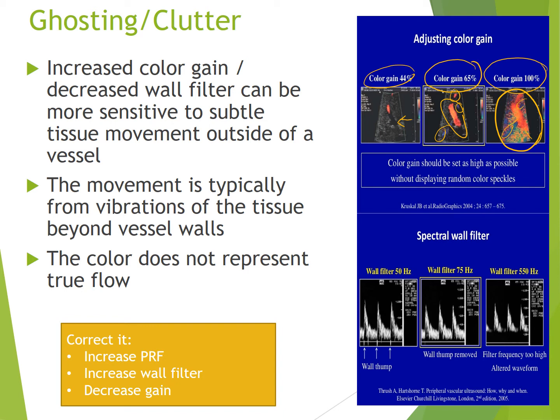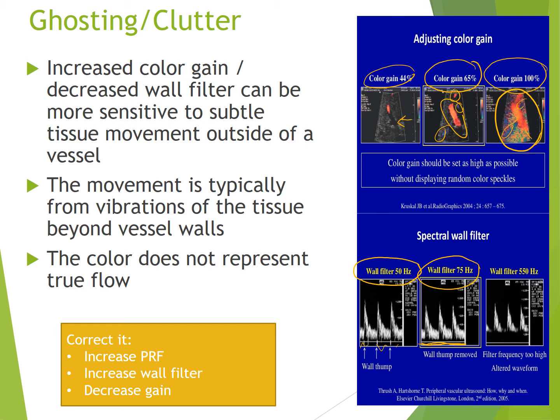And the same thing can happen if we set our spectral wall filter incorrectly. If we set our wall filter at 50 Hertz, we're telling the machine to display any reflections that are coming back at 50 Hertz or greater, and so we might get these little junky things within our waveform. If we were to turn our wall filter up, we're now telling the machine to display anything at 75 Hertz or greater. You can see that there's actually a gap between the baseline and where our waveform starts. It gets rid of all that little extra junk, but are we getting rid of too much?